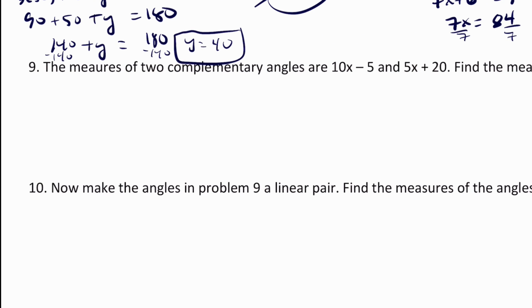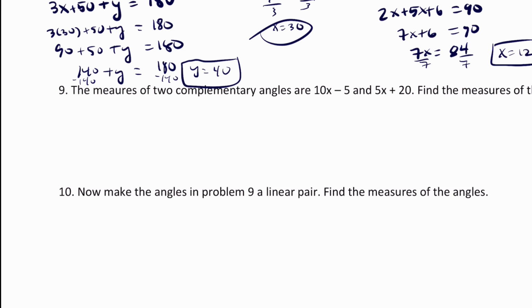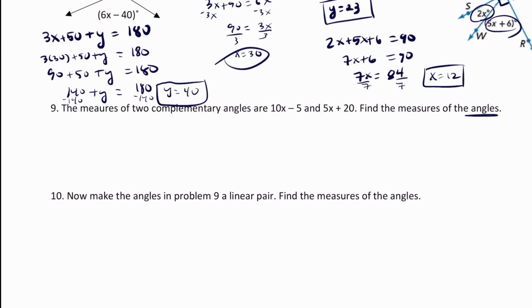Next: the measures of two complementary angles are 10x minus 5 and 5x plus 20. Find the measure of the angles. Okay, so we have two angles. Here's angle 1 and here's angle 2. I set this equal to 90, because that's the definition of complementary, where you have two angles that add up to 90. So 10x minus 5 plus 5x plus 20, set that equal to 90 degrees.